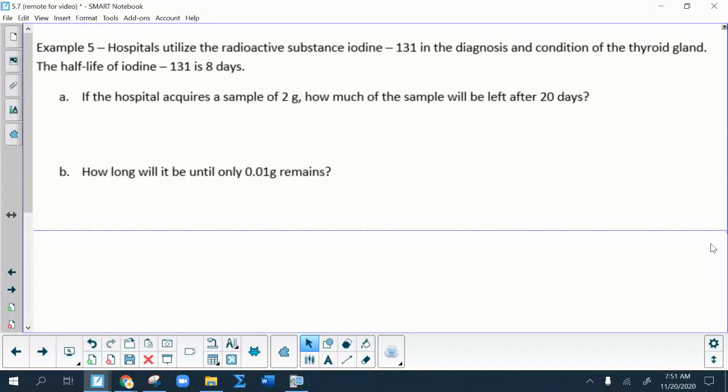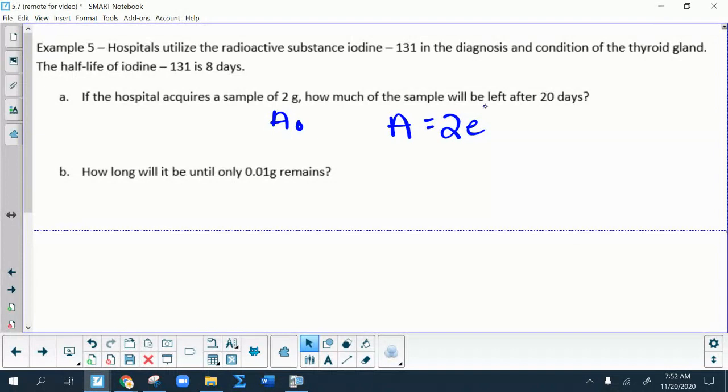Hospitals utilize the radioactive substance iodine 131 in the diagnosis and condition of thyroid gland. The half-life of iodine 131 is 8 days. Okay, if a hospital acquires a sample of 2 grams, how much of the sample will be left after 20 days? So we want to know how much is left if we start with 2 and the half-life is 8 days, but we have to find k first.